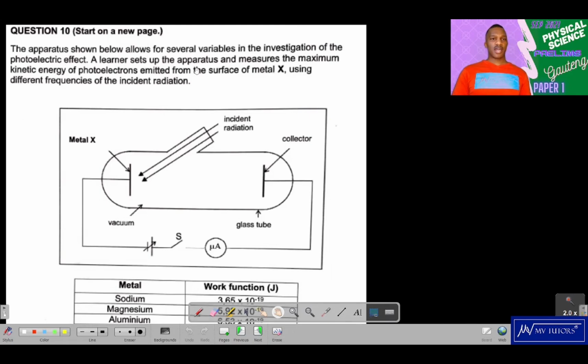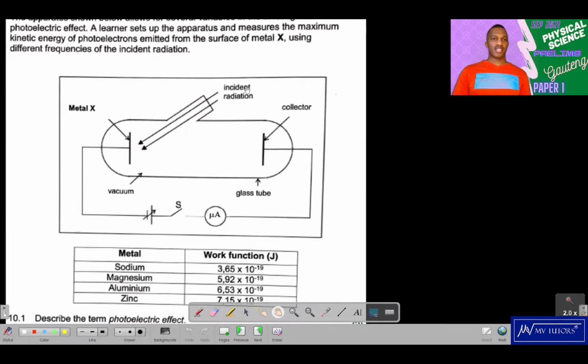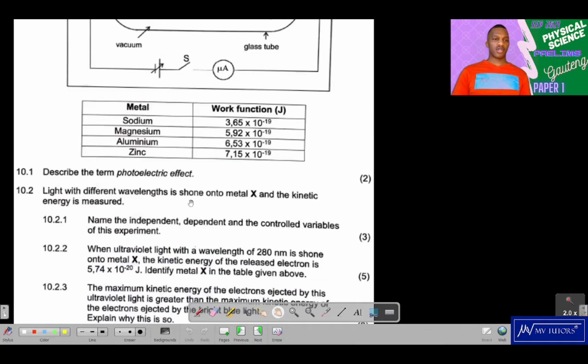A learner sets up the apparatus and measures the maximum kinetic energy of photoelectrons emitted from the surface of metal X using different frequencies of the incident radiation. Okay, so that's the incident radiation there coming at an angle, and that's the metal there, and then these are the apparatus connected to that. Okay, I see what's going on.